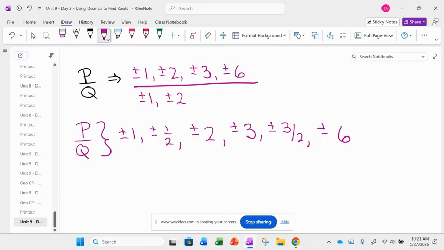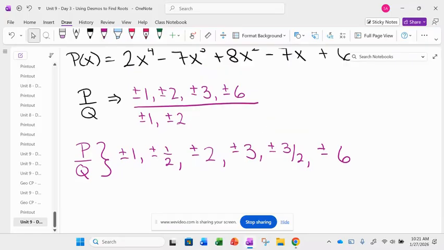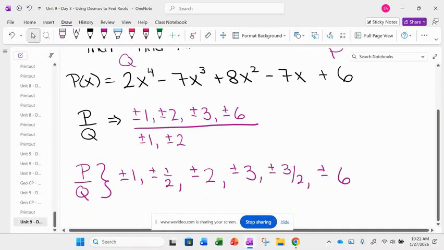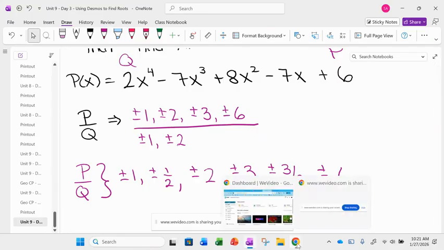And we'd have to do this until it came down to a degree of what? 2. And then once it was down to a degree of 2, what were we able to do then? Factor or use the quadratic formula. How many roots do I need in total here? I need 4. So this is where Desmos really helps us. So now we have our list of our possible rational roots. We're now going to go to Desmos. So let's all go to Desmos.